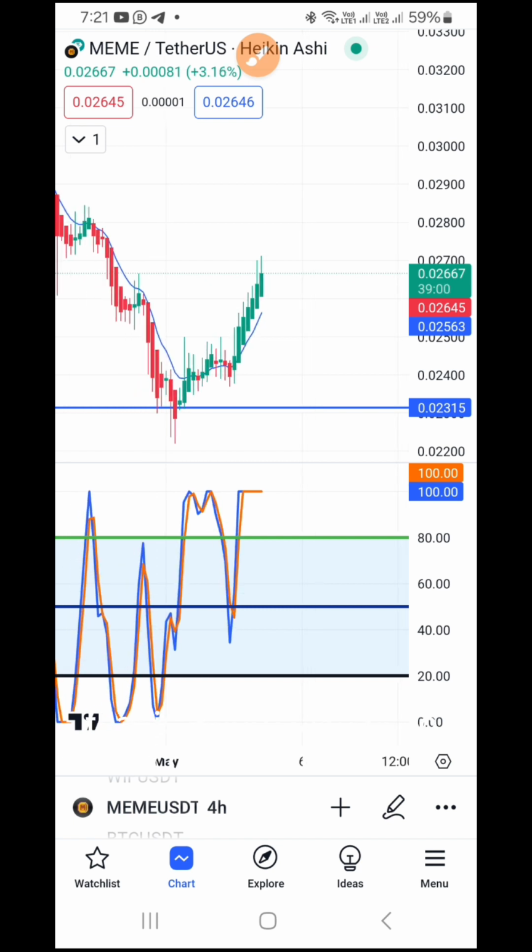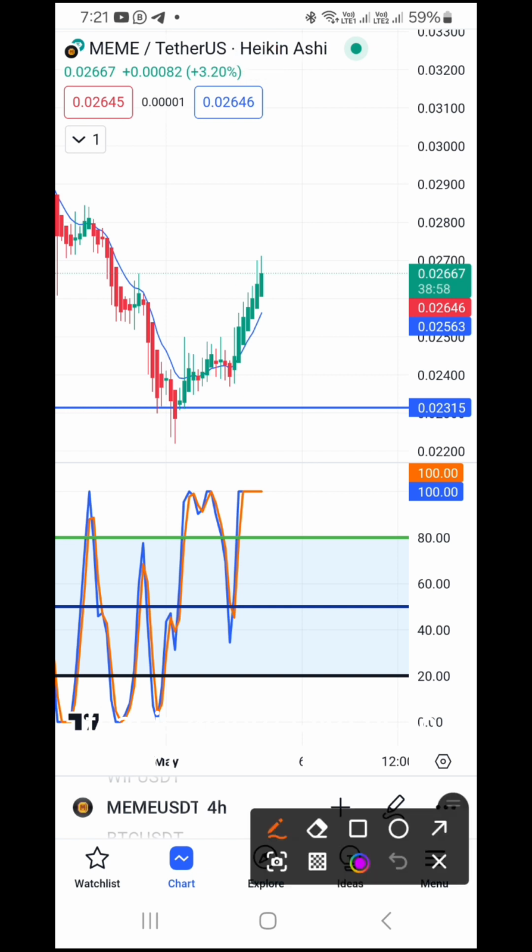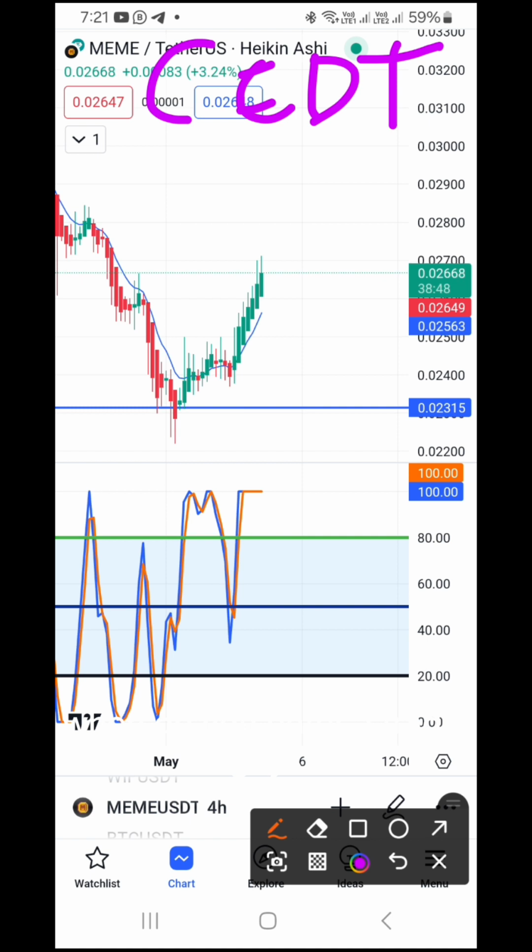Now that takes us to condition number 2. Remember the formula is set. So condition number 2 is the entry point. When do you enter a trade?